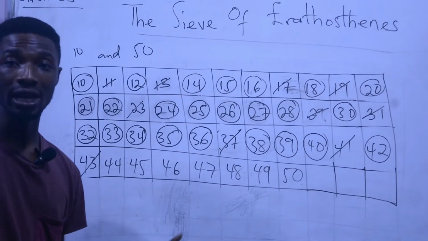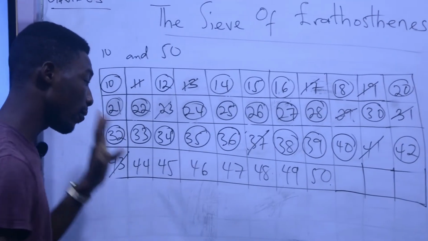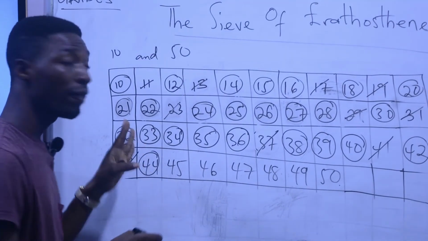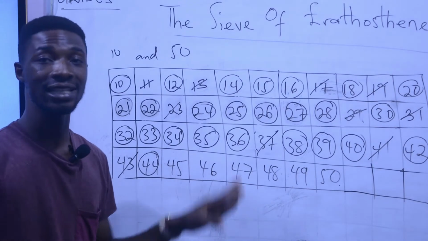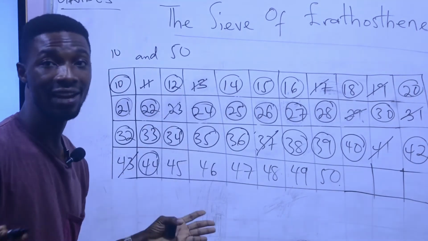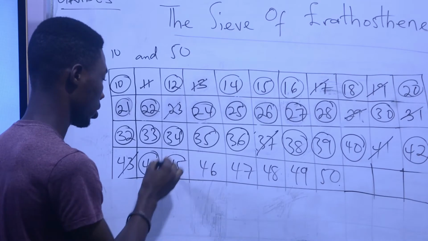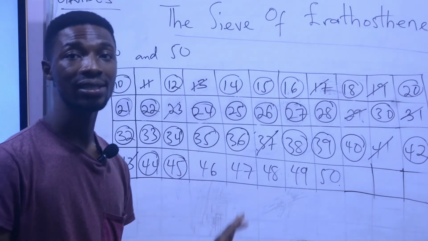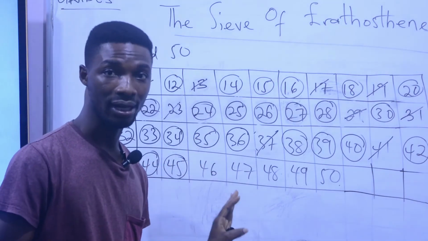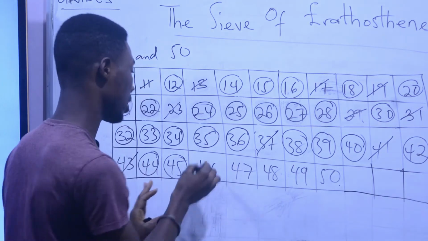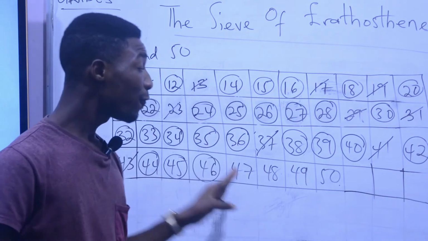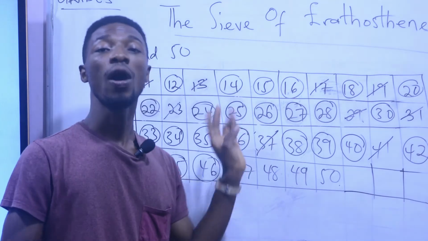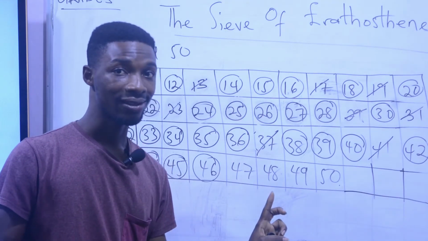44 has more than 2 factors. Therefore, I circle it. 45 has 7 as a factor, 5 as a factor. It can never be a prime number. 46 is not a prime number, okay? It has more than 2 factors. So I circle it. 47 has only 2 factors.